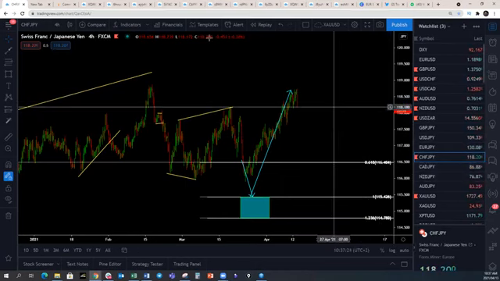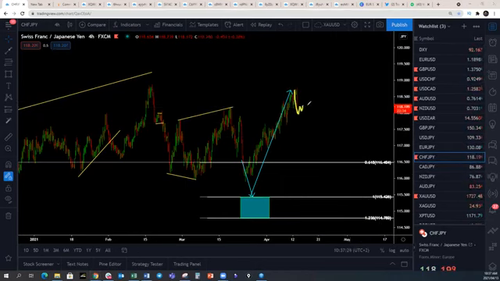So chief yen, don't do anything yet. Look at this for continuation to the upside. I'm not looking for downside. The sequence is still upside. Pullback here is just that. It's a pullback.